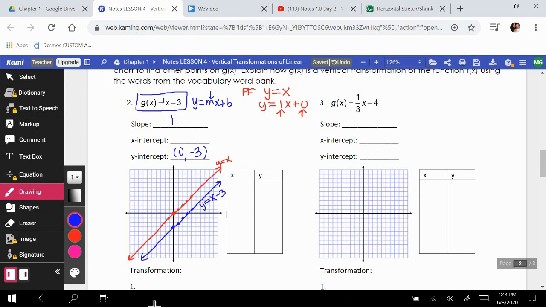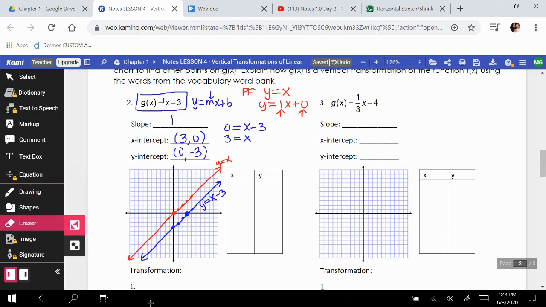How do I find the x-intercept? Well, I'm going to plug in 0 for y and solve for x. So if I add 3 to both sides, I get that x is 3. So 3, 0 should be my x-intercept. And there it is right there. That's where it crosses the x-axis, so that looks good.